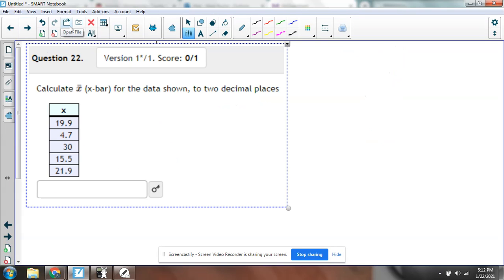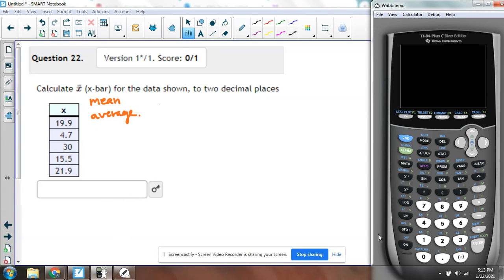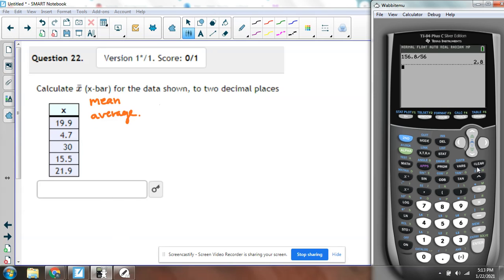Let's see here, 22. Okay, we have X bar here. It wants X bar, which is the same thing as the mean or average. To do that, I'm just going to add up all the data values and divide by the number of values there are.